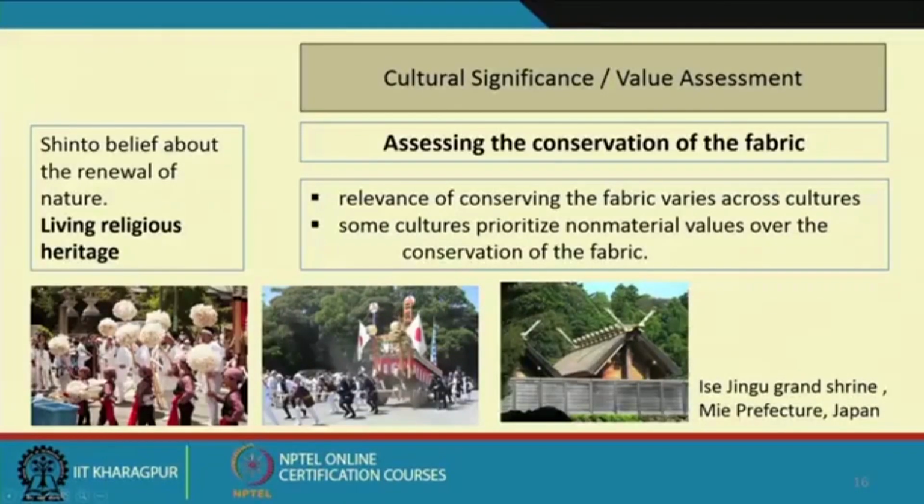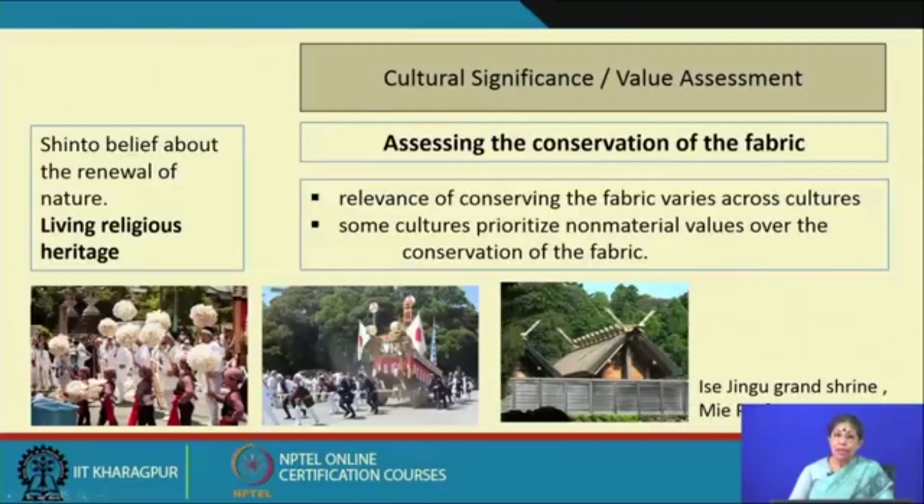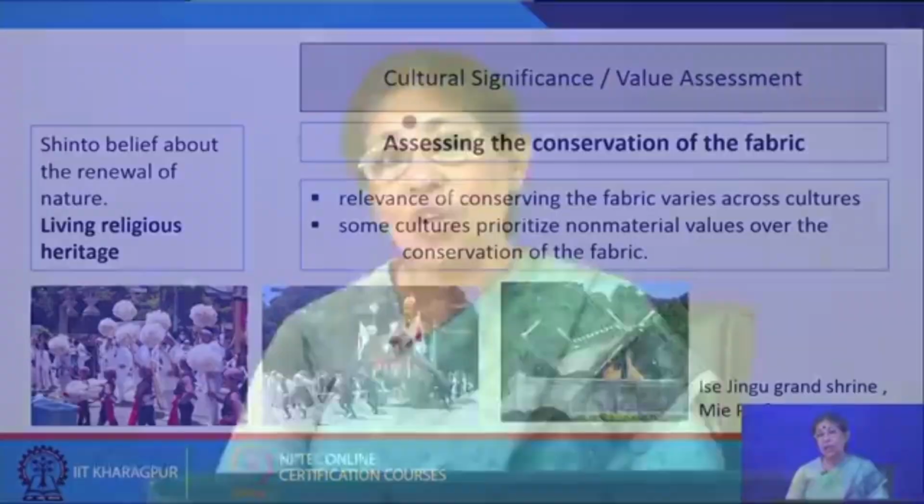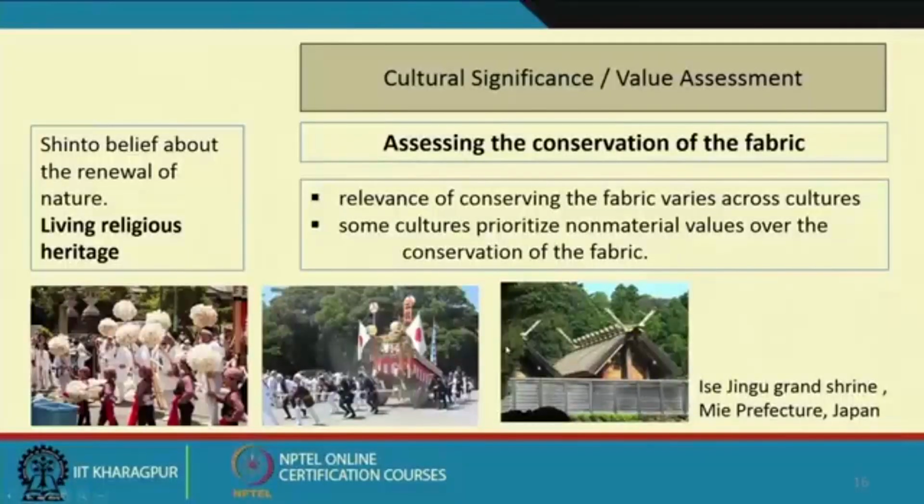On the other hand, during this rebuilding process there are a lot of rituals, processions, plays and other things which happen, and these intangible aspects are an integral part of the conservation process of the Shinto shrine. So, we must understand that this Shinto belief about the renewal of nature and living religious heritage is more important in their culture than preserving the fabric itself. That is why we say that from culture to culture there are different values, and the value they confer to a particular aspect of conservation or significance.